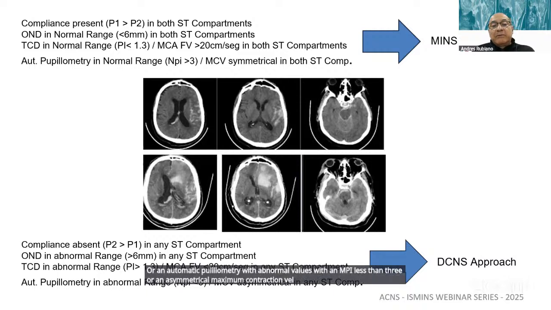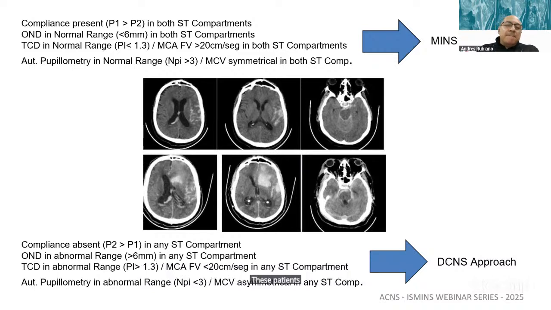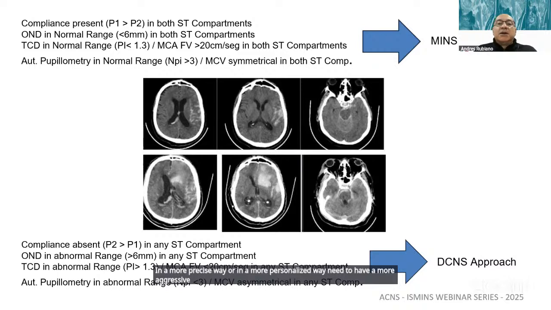As I told you, probably most of them will be in the left supratentorial compartment. These patients, in a more precise or personalized way, need a more aggressive approach with a bigger craniotomy, or maybe including, why not, a decompression. I think this is something that we have been working on. It requires a lot of work globally.